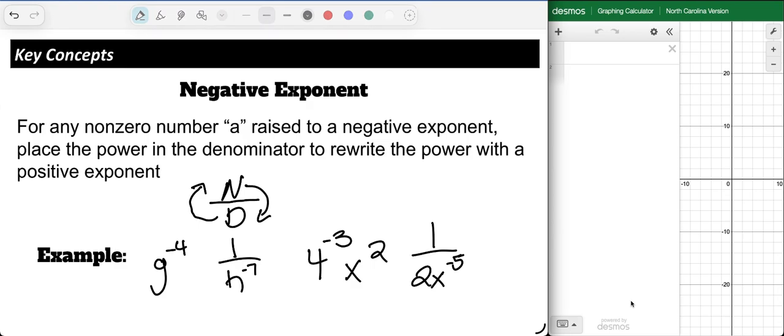Now, looking at all of those examples, the negative 4 is attached to the g. The negative 7 is attached to the h. In the next example, we see that we've got a negative 3, but it's only attached to that 4. It is not attached to the x squared. It's the same thing in the last one. That negative 5 is only attached to that x. It has nothing to do with the 2. Okay? So you can only move what the negative exponent is attached to. All right? So let's keep moving through our laws.